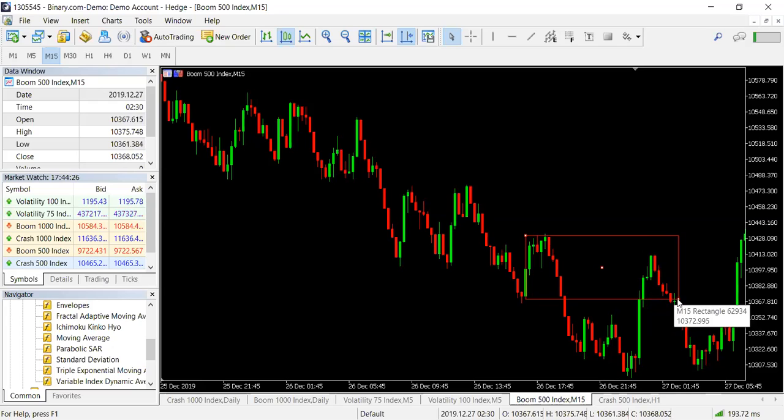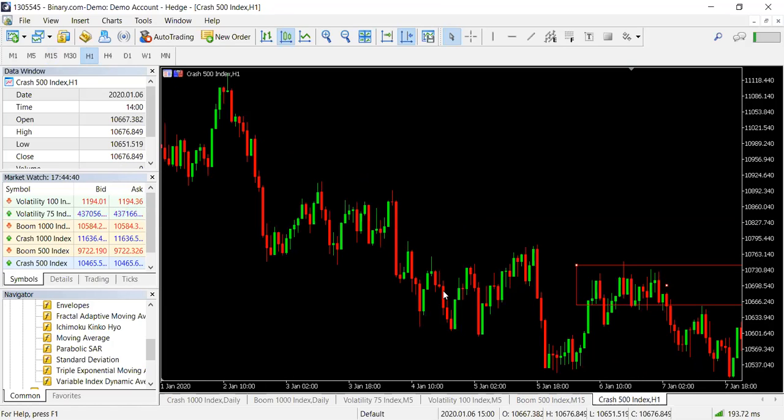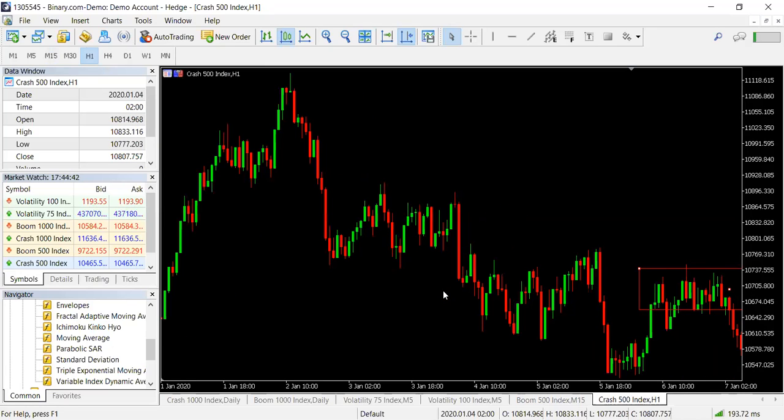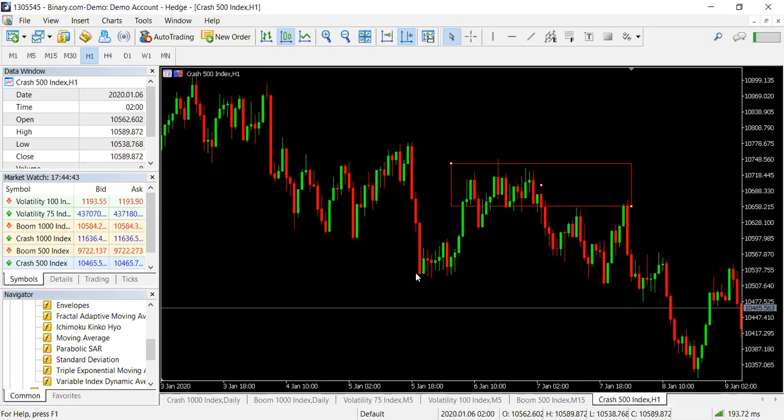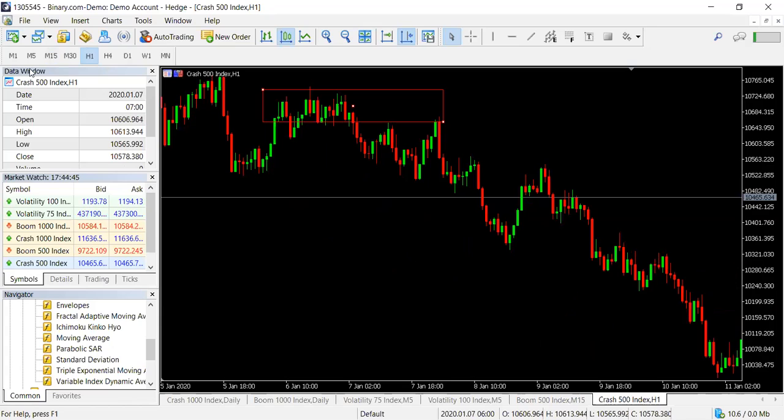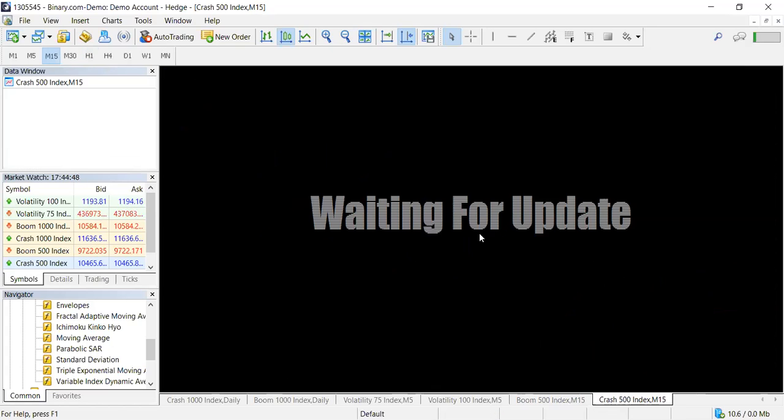You can understand? If this is crash, I'm using this example. If it is crash, because I see a very good institutional order flow here, that's why I'm using it. So you can just start selling. I think we get the same thing for crash here. Look at crash. This is the real crash. Now let's go to 15 minutes.